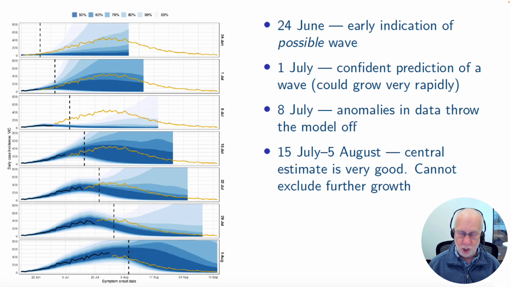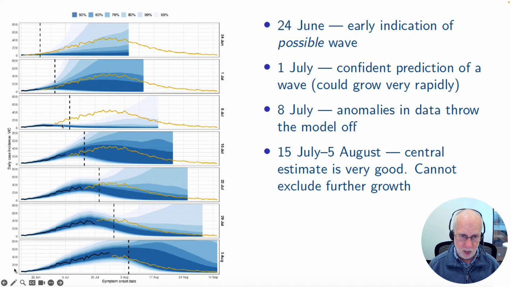So here are the projections that were actually made on different dates. In the Victorian wave, the projections were that it might take off, but most likely wouldn't, but there was some chance that it did, and it did. That was by the 24th of June. There were early indications there was a potential wave coming. By the 1st of July, they could very confidently predict things were going to be very bad.